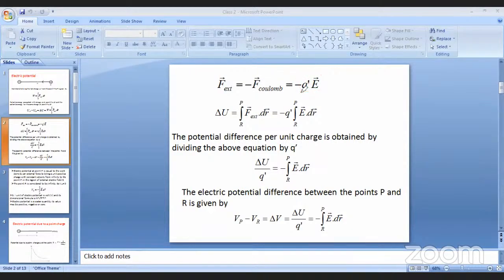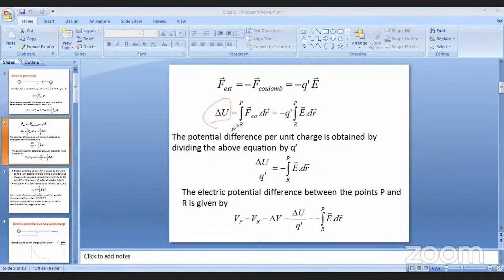So here the test charge is Q prime. So the external work is given by minus Q prime into E. So the change in potential energy is now given by this equation here. Instead of F external, you have to substitute minus F Coulomb. So here minus Q prime and integral vector E dot vector dr. So this is the difference in potential energy between the points P and R, that is given by this equation, minus Q prime into integral E dot dr.